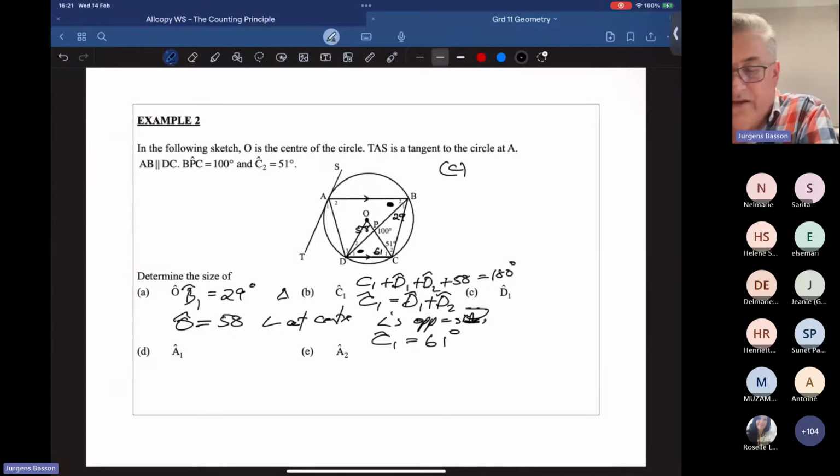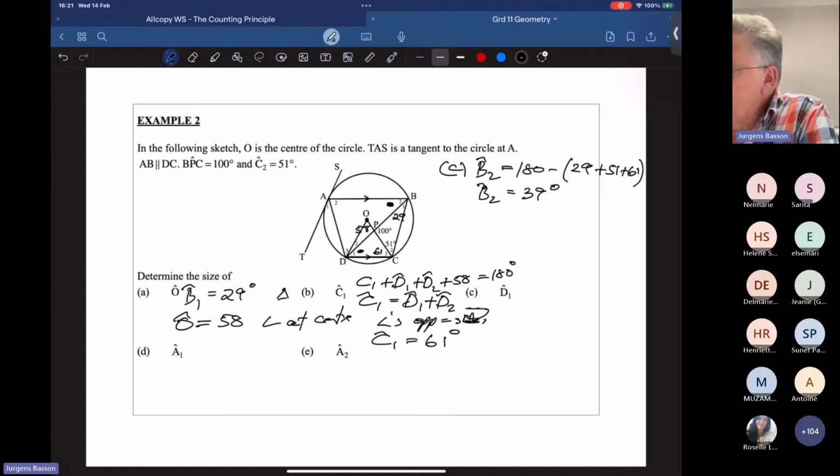So to find this D1, I'm just going to do it up here. I'm going to say that B2 is equal to 180 minus 29 plus 51 plus 61. 29 plus 51 plus 61, because that gives me the co-interior. And that means we have B2. So if we add those and subtract from 180, then we will get 39 degrees for B2.